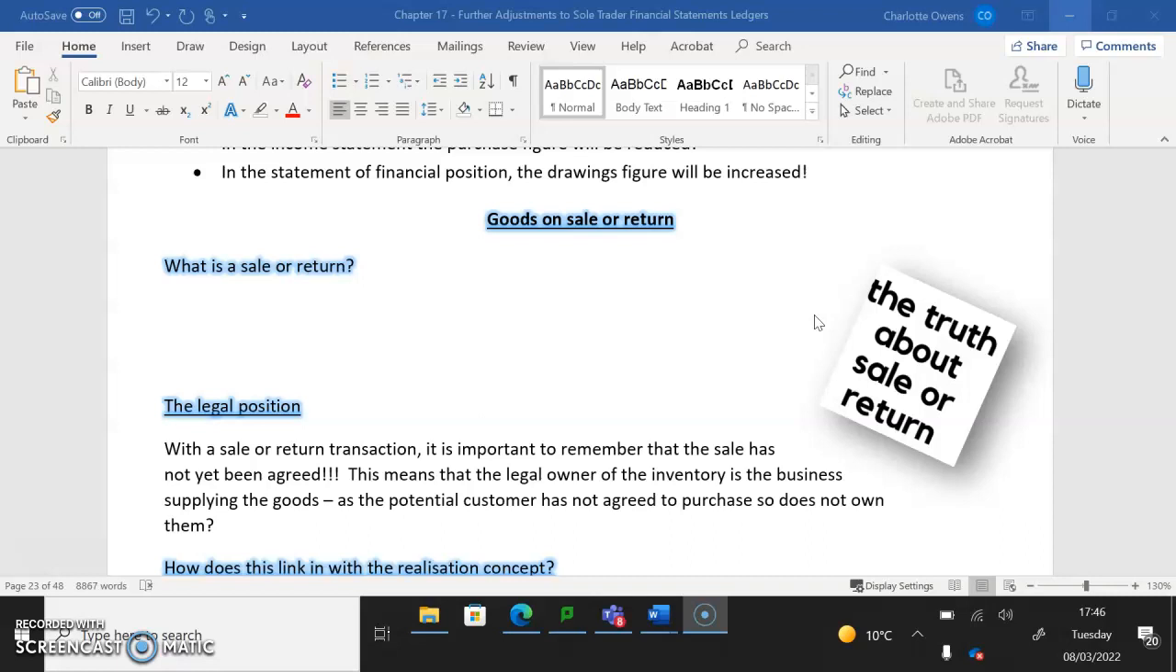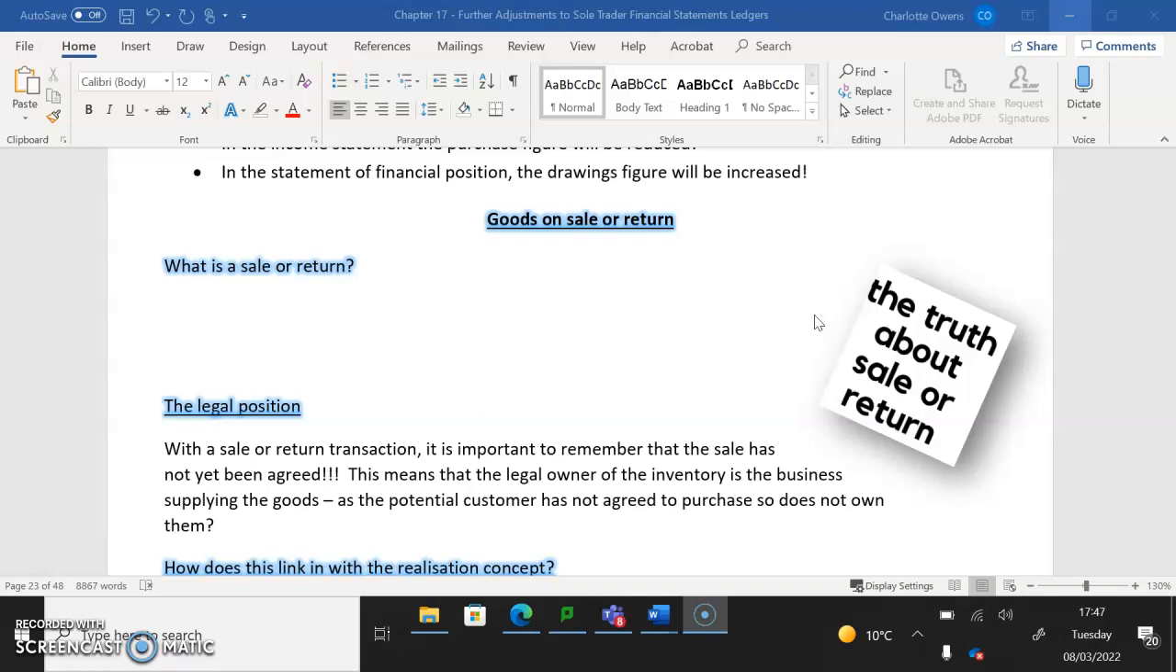So the way that I like to describe a sale or return is a try before you buy. This is when a supplier sends out inventory to a potential customer, and potential is really important here. The sale has not yet been agreed, so that they can have a look at the inventory. They might put it on their shelves to see if customers actually want to buy the inventory. Now what's important here is who actually owns the inventory, and it is the supplier. The supplier owns the inventory.